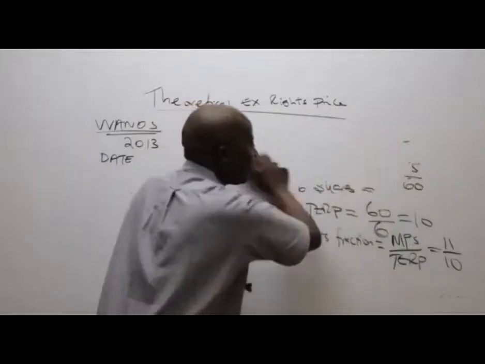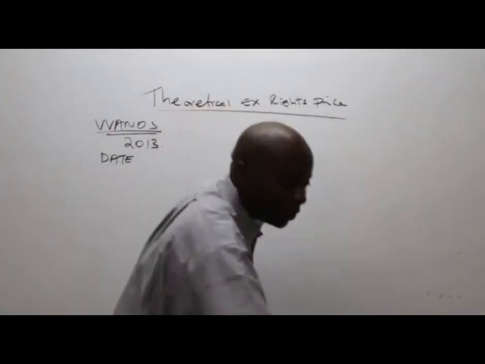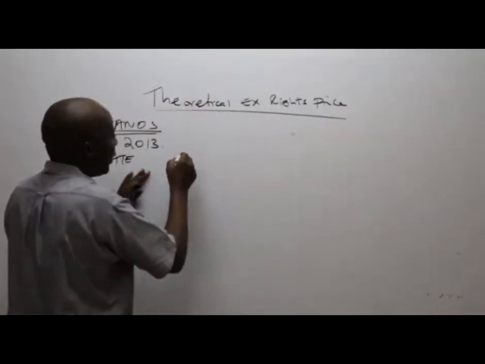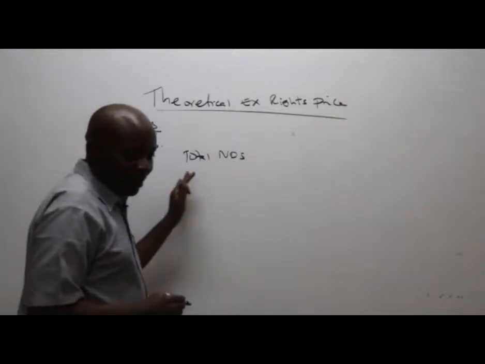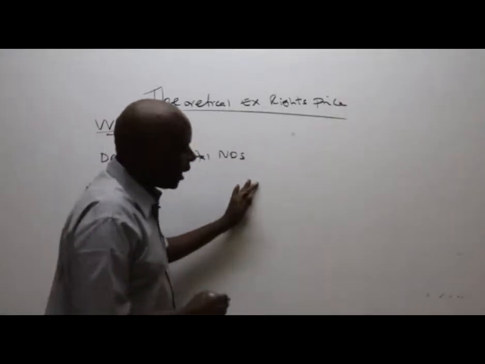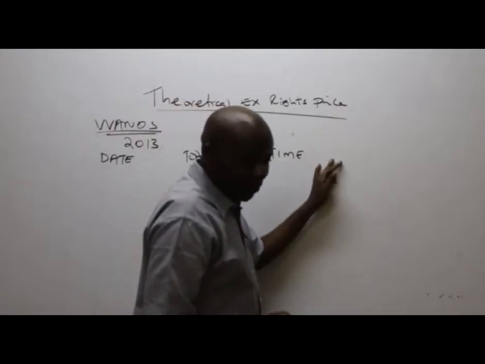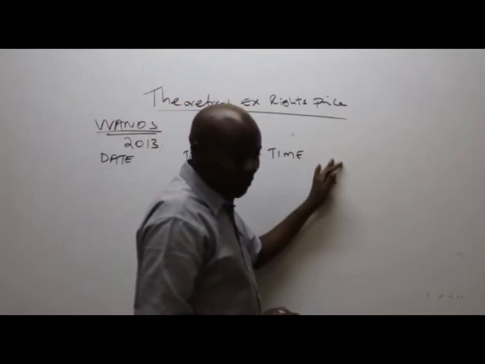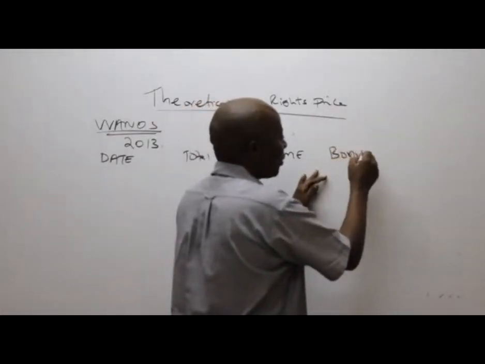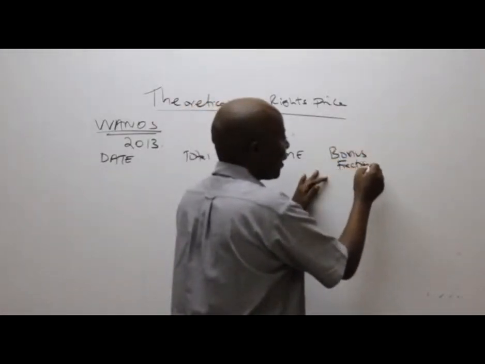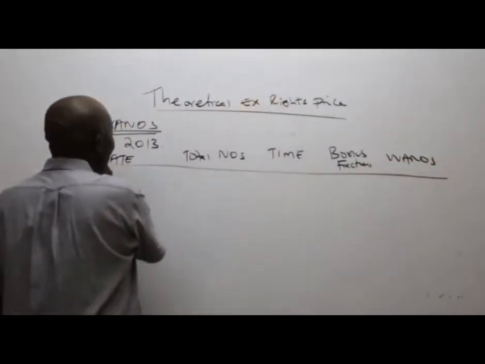So we have the date. Now, out of this date, I would want to know the total number of ordinary shares. After that, we have the time, the bonus fraction. We have the bonus or the rights fraction, isn't it? And then lastly, we have what here? The one-os like that. Remember, you must isolate.